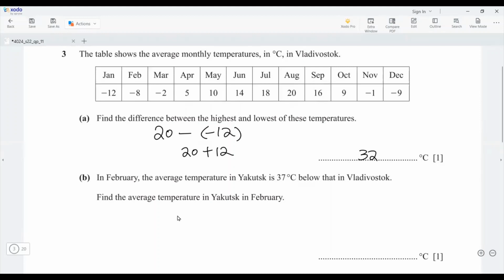Below means we have to subtract. Means -8, and below means we have to subtract 37 degrees. So -8 and -37 both are negative, so it will be added, which results in -45. So -45 degrees centigrade is the temperature in Yakutsk in February.